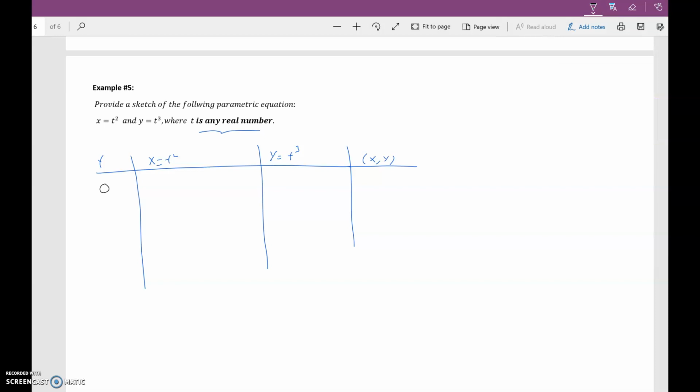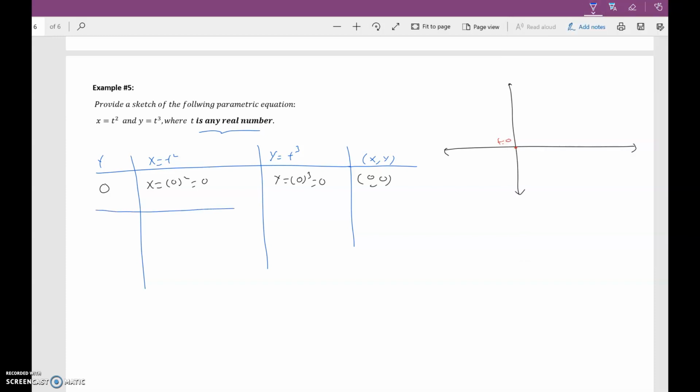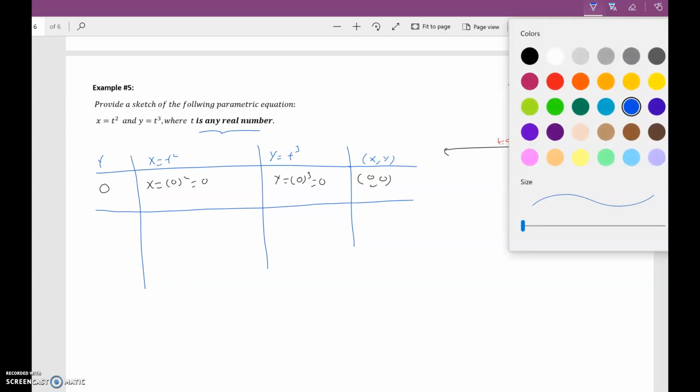So let me plug in 0, and you're going to get x is equal to 0 squared, which is 0. Y is equal to 0 to the third power, which is 0. Or simply the origin. So we're talking about the first coordinate point. It's going to be the origin, and this is at t is equal to 0. Let's plug in 1 and see the direction of this one.